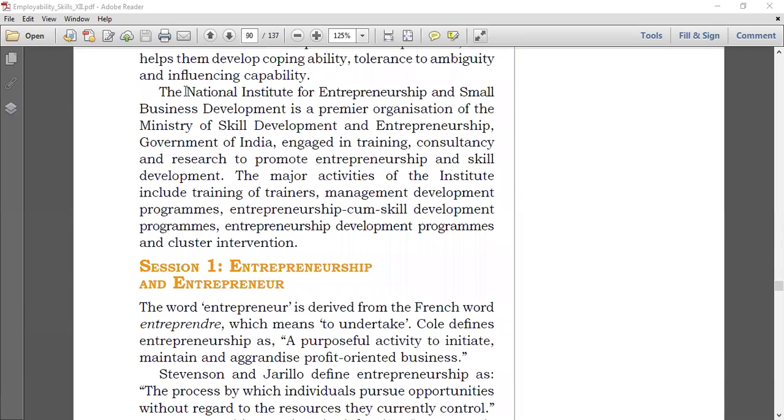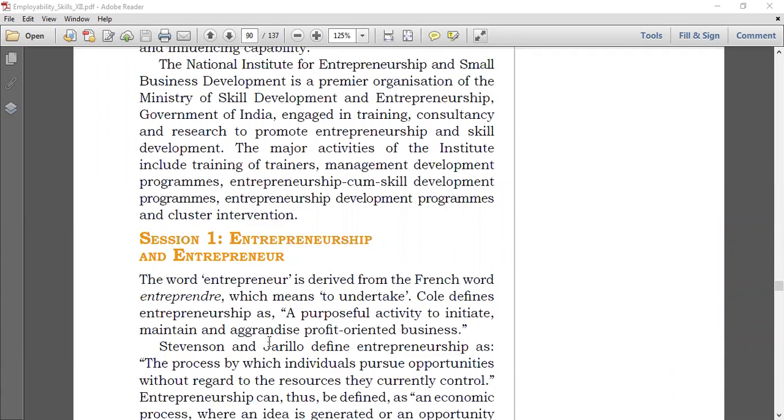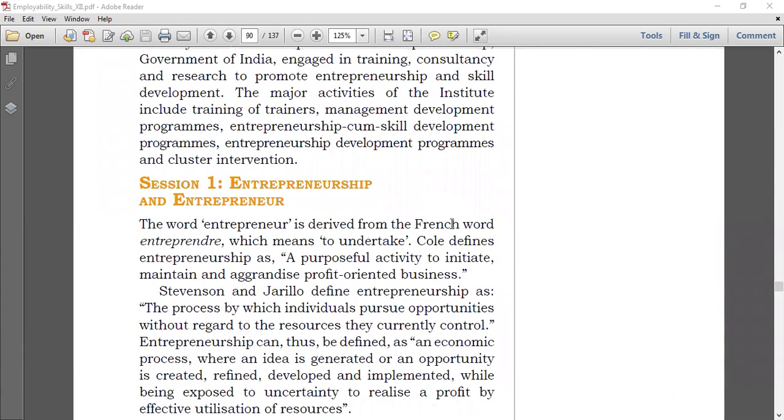And entrepreneurship है क्या? If you talk about this word entrepreneur, it is derived from a French word entreprendre, which means to undertake. Undertake means to start something, right? So, a purposeful activity to initiate, maintain, and aggrandize a profit-oriented business. So, if you start up your own business, that activity is called entrepreneurship, right?